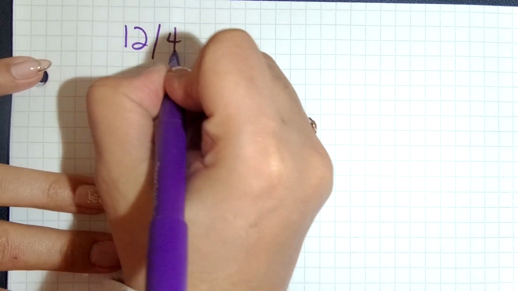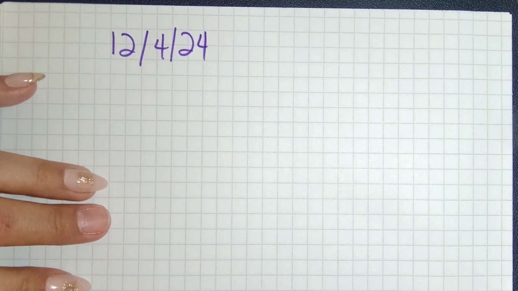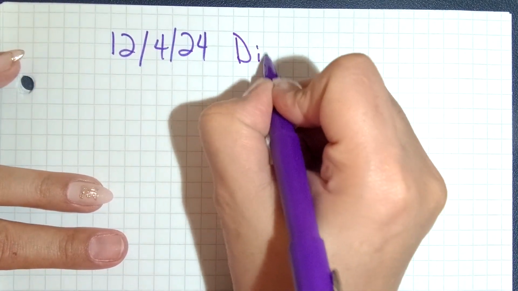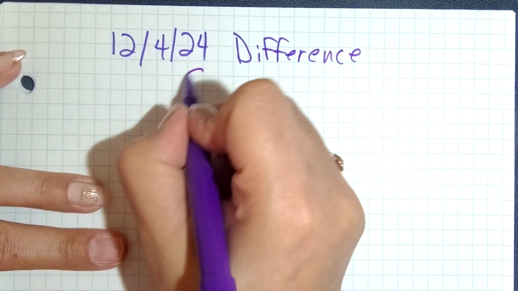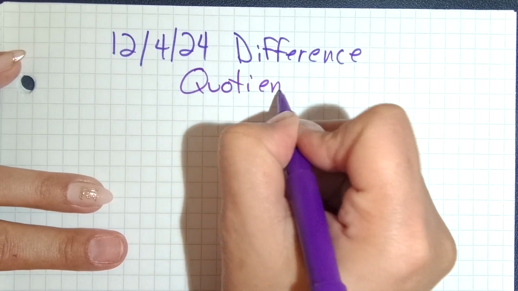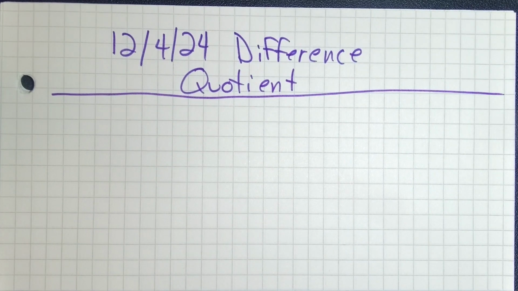All right. Okay, let's start with our first lesson after break. All right, today is the 4th, and we're going to talk about something called the difference quotient. The difference quotient.